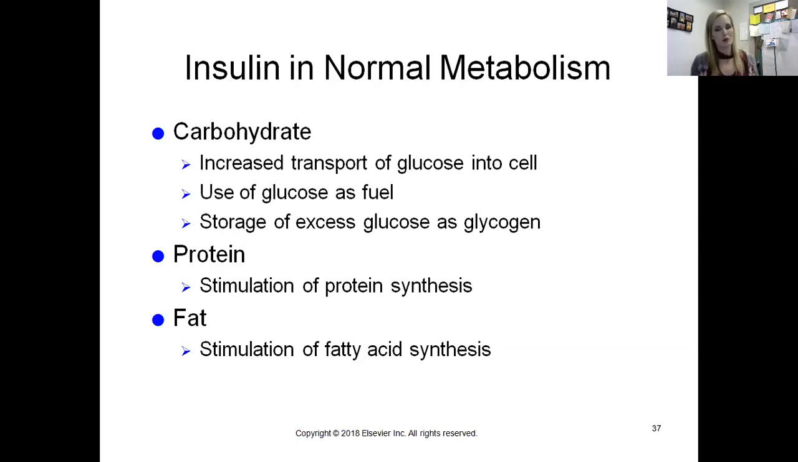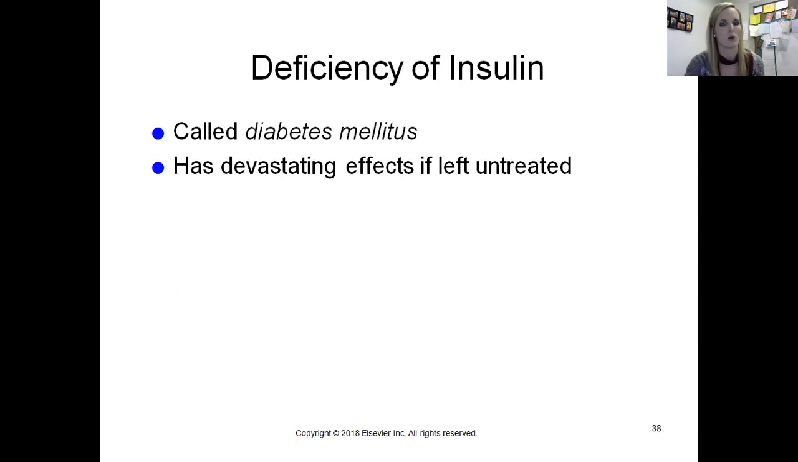It also helps to stimulate protein synthesis, and in fat, it helps to stimulate fatty acid synthesis. So it's really important in normal metabolism, and has a big role in that. So what happens when we are deficient in insulin? Remember, insulin is designed to bring our blood sugar level back to normal. If we don't have enough of it, we can't bring our blood sugar to normal.